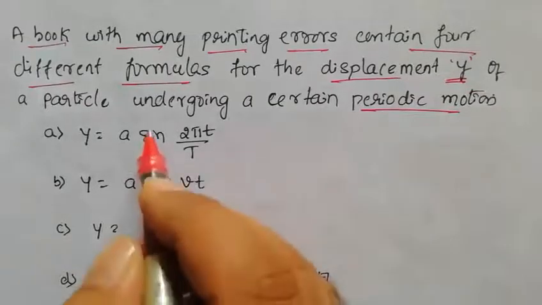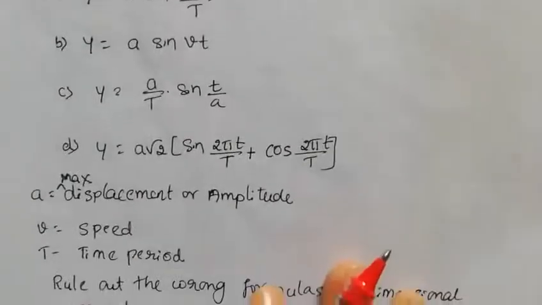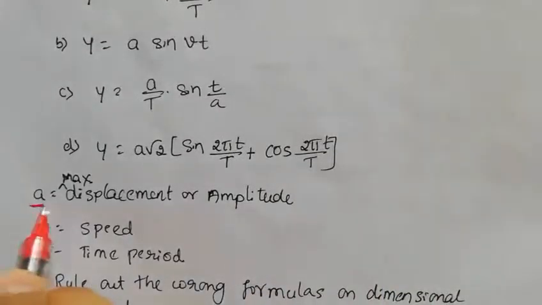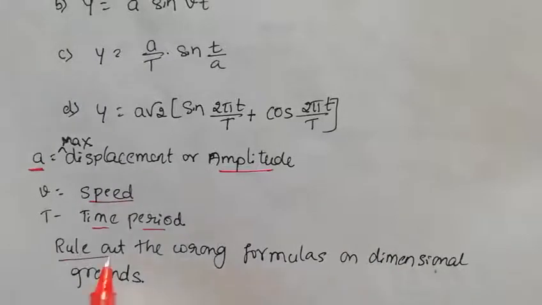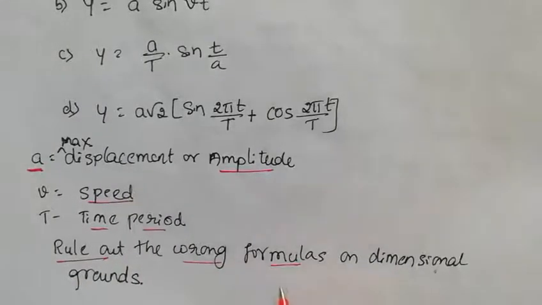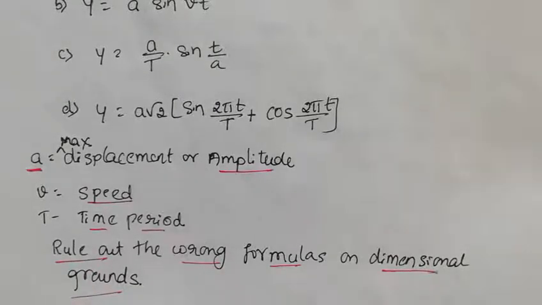Now in these 4 equations A, B, C, D, A means the maximum displacement, what we call amplitude, v is speed, and T is time period. They are asking us to rule out the wrong formula on dimensional grounds. Means using the concept of dimensional analysis, I need to strike out which one is wrong or how many are wrong.